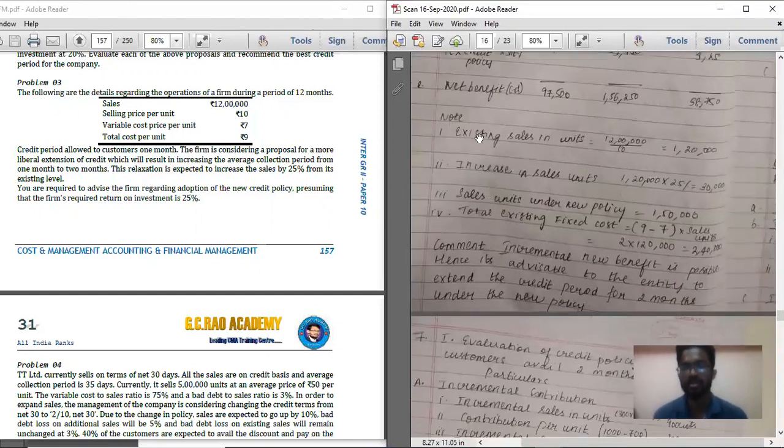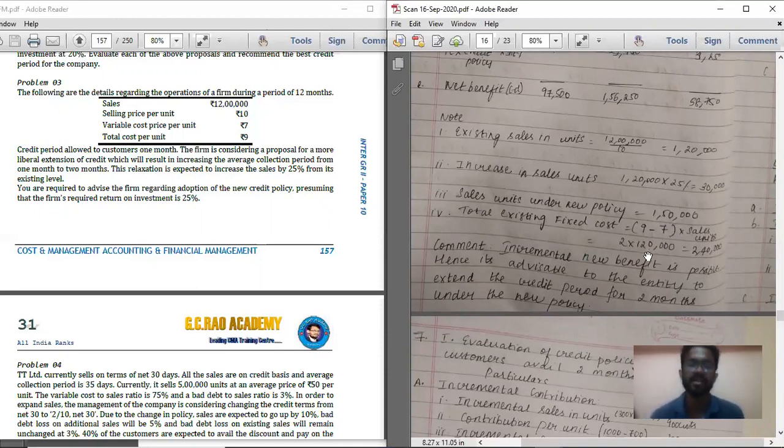So take down these notes if you want. Existing sales in units is 12 lakh divided by 10, that is 1,20,000 units. How we calculated 1,20,000 units? 12 lakh divided by 10. And increase in sales units is 1,20,000 into 25%, so 30,000 units has been increased. So total sales under new policy is 1,20,000 plus 30,000, that is 1,50,000 units. So proposed sales in units is 1,50,000 units.